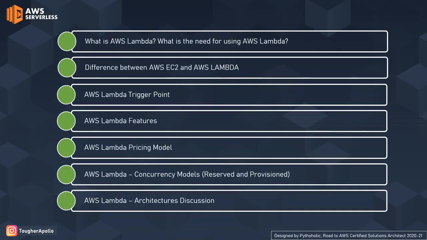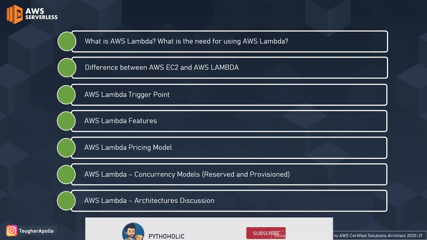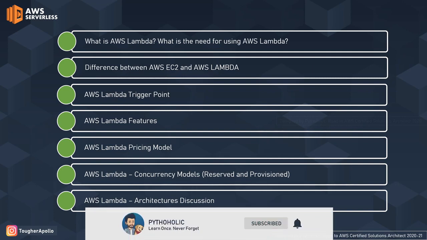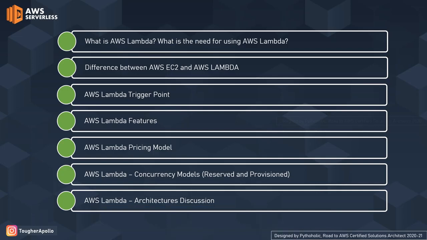So in today's session, we will be discussing what is AWS Lambda, what is the need for using AWS Lambda, and we'll also see the differences between AWS EC2 and AWS Lambda. We will check out some of the trigger points that we have for AWS Lambda, and we'll also see some of the features for AWS Lambda, and we'll also have some mathematical calculations that we will do for the pricing model that we have for AWS Lambda.